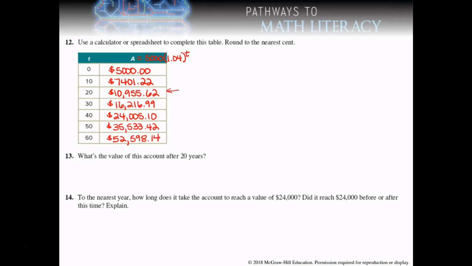Well, that's the one I just said, $10,955.62. And then in 14, it says to the nearest year, how long does it take the account to reach a value of 24,000? Well, you can see that at the 40-year mark, it's just a little bit over 24,000. So 40 years. And then it asks whether it hit 24,000 before or after this time. Well, since at the 40-year mark, it's just a tiny bit over 24,000, that means it hit 24,000 just a little bit before that.